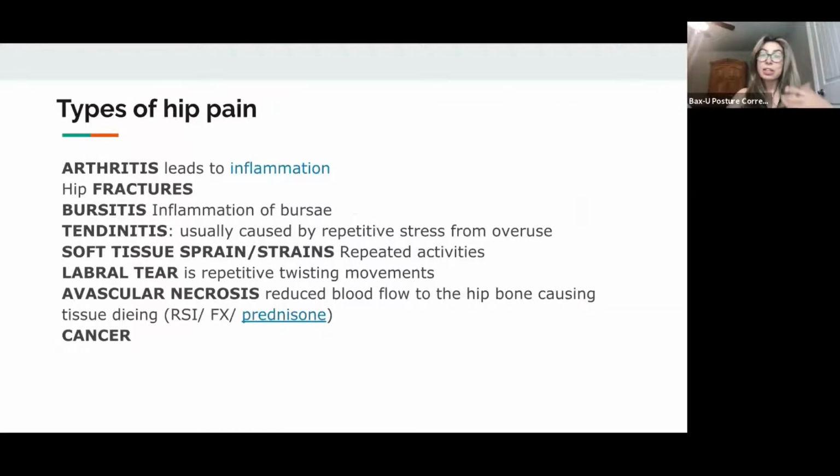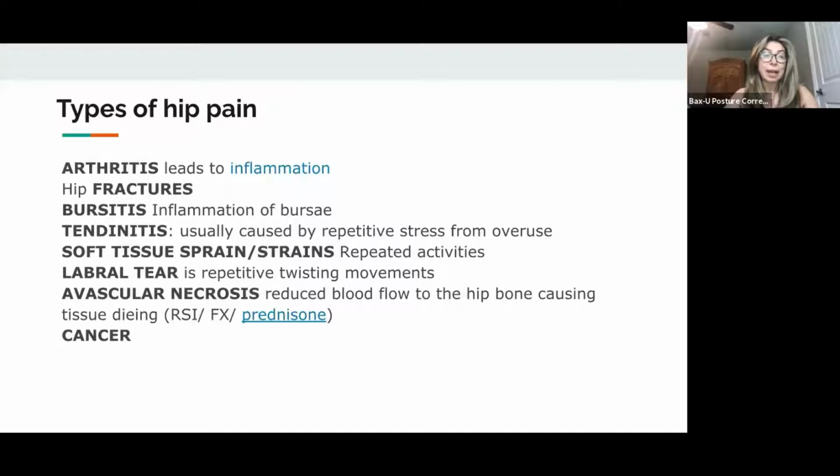Now, there are different types of problems that occur as a result of hip problems, such as arthritis. It typically leads to inflammation. It's a gradual pain that progressively gets worse. Then you might have hip fractures, mostly seen in high repetitive injuries, especially runners, or in the elderly, as the bones start becoming more osteoporotic. The first sign of it is osteopenia. Take an x-ray, you'll see it if it's there.